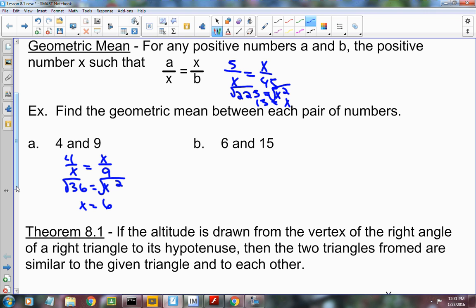On this one you do the same thing. 6 is to x as x is to 15. When you cross multiply, you get 90 equals x squared. You take the square root of both sides, and how do you break 90 down? 3, no, 3's not a perfect square. 9 and 10, and so you end up with 3 radical 10 for x.